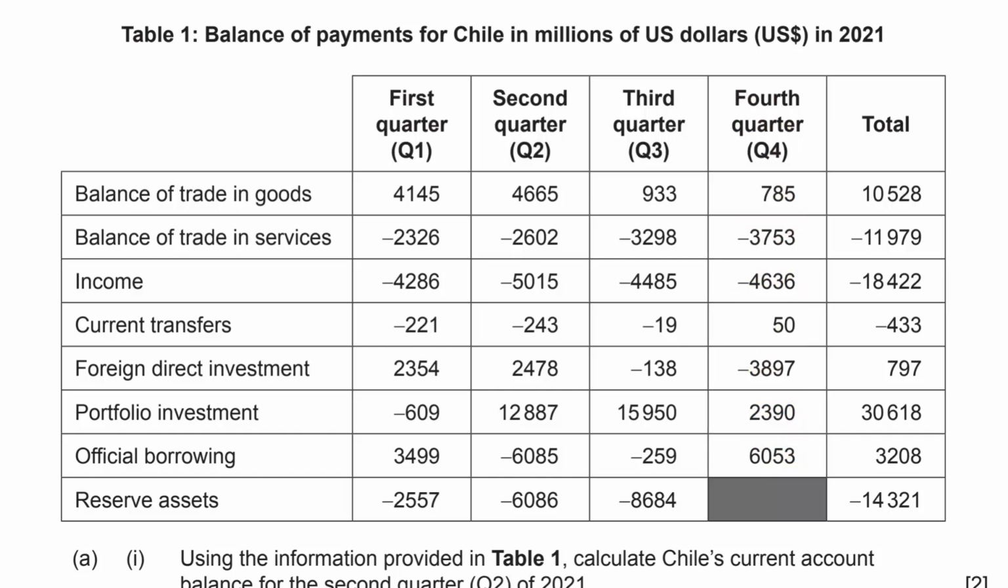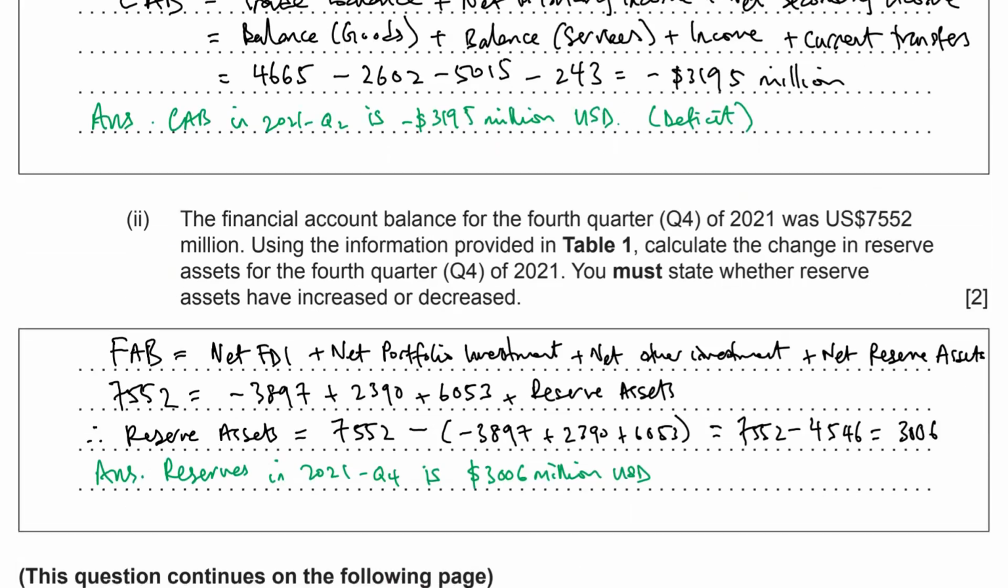So the financial account balance is going to be equal to all this stuff over here. So it's going to be foreign direct investment plus foreign portfolio investment plus official borrowings and any change in reserve assets. So that's the financial account balance. Now, what they've done here is they've blacked out the reserve assets, and that's the thing that we're actually going to have to calculate. Now, we're told that the financial account balance is equal to 7,552 million US dollars.